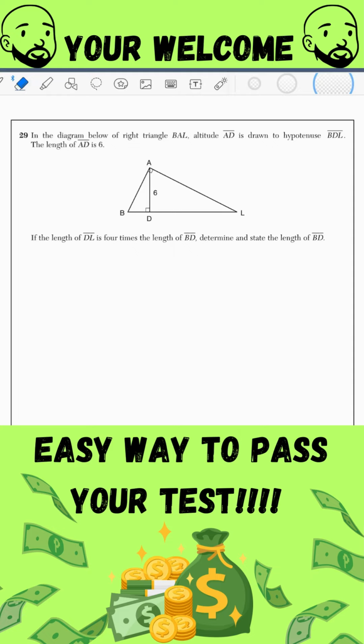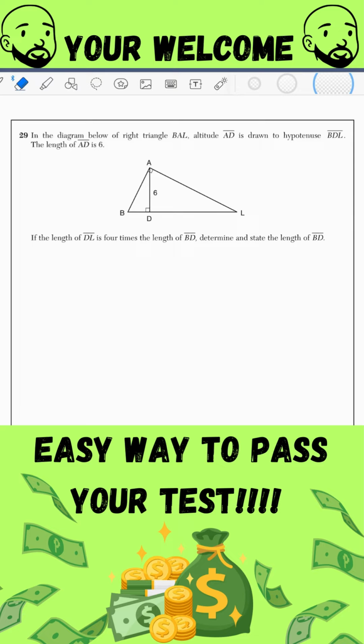Stop what you're doing and pay attention. Right now, we're going to do a right triangle similarity question. In the diagram below of right triangle BAL, altitude AD is drawn to the hypotenuse BDL. The length of AD is 6. If the length of DL is 4 times the length of BD, determine and state the length of BD.